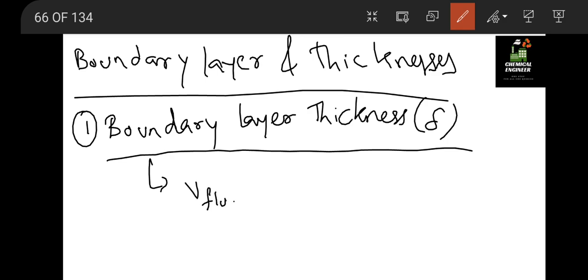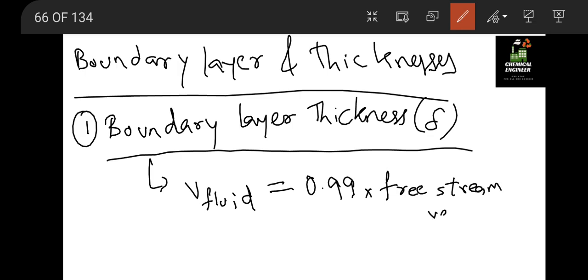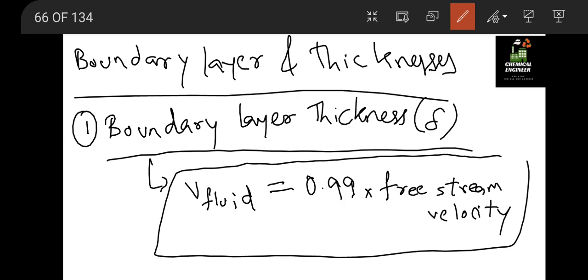So first is boundary layer thickness, which is the thickness of a fluid stream which is required for the velocity of fluid to be equal or almost equal to the free stream velocity. Okay, so this is a boundary layer thickness. This is how we define it. So the thickness of a layer which is having the velocity almost equal to the free stream velocity. What free stream velocity is, we are not going to discuss now. Please refer to a different video of mine as well.